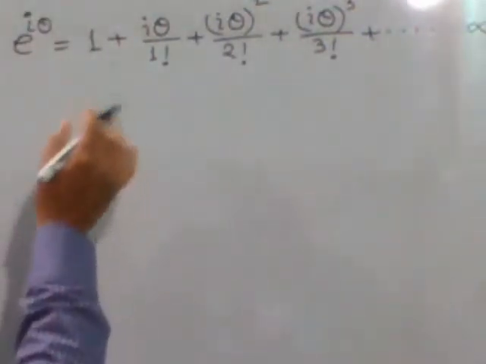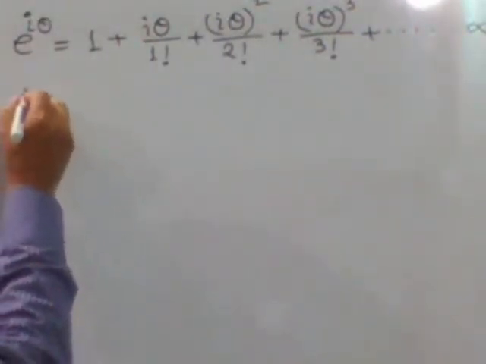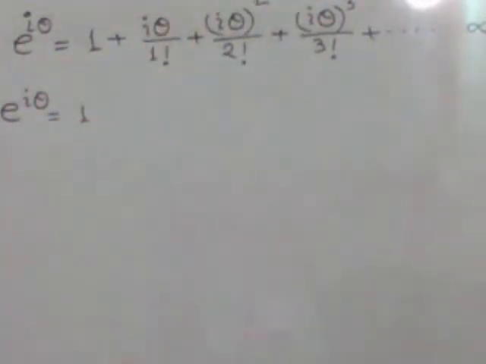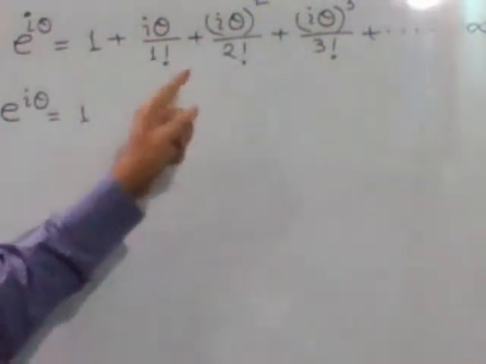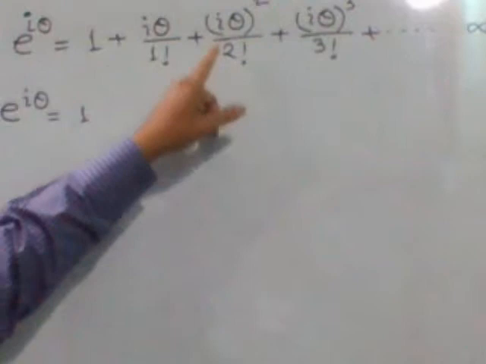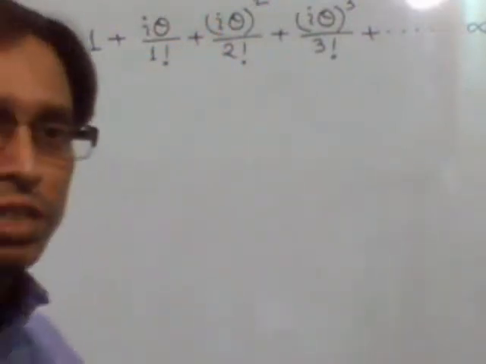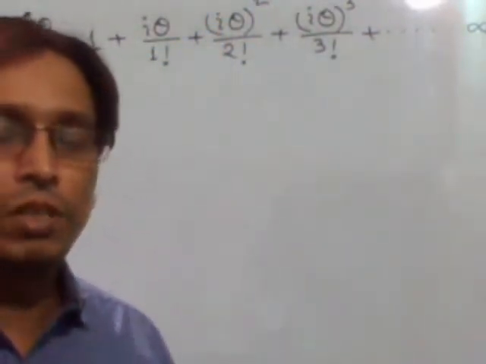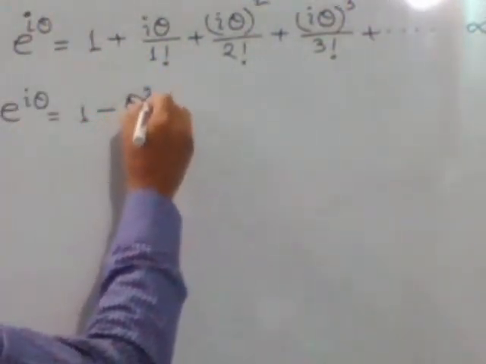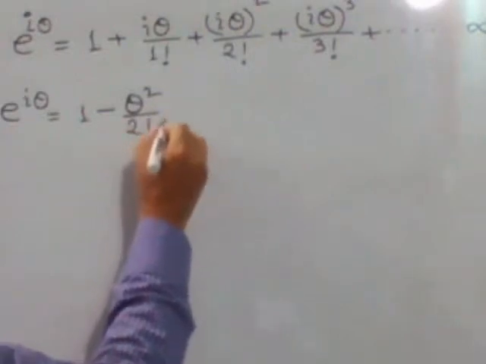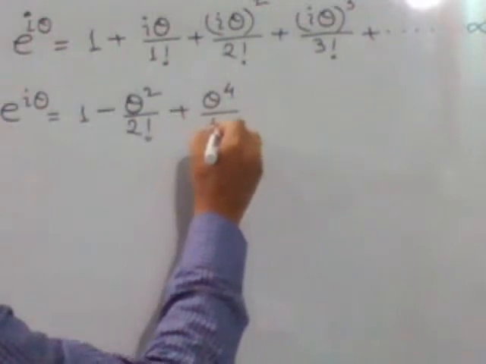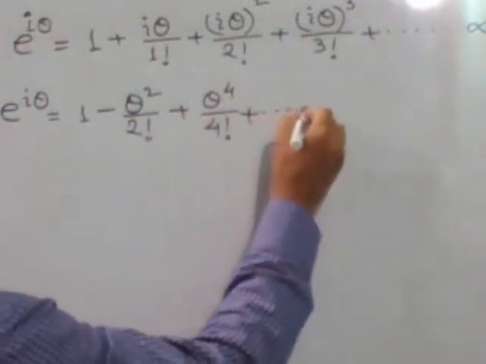So now what result it will give: e to the power i theta is equal to 1. Now let us take at first the real part of this. So it will be i square theta square by factorial 2. The value of i square is minus 1, that we know from very basic. So this will be minus theta square by 2 factorial, again plus theta to the power 4 by 4 factorial plus up to infinity.